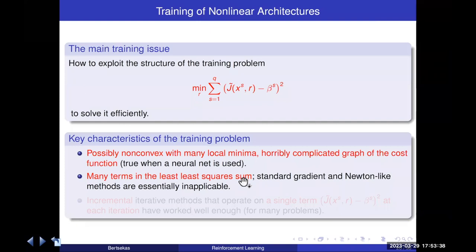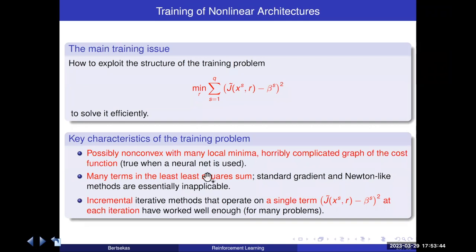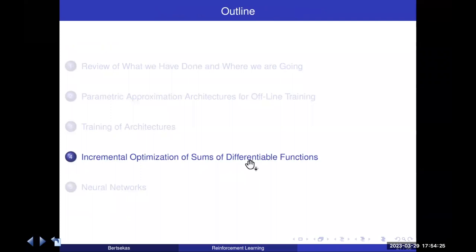So the kind of methods that have worked for neural networks and related training problems are incremental methods that operate on a single term at a time at every iteration. They have worked well enough for many problems, and they are used universally. So the idea is, instead of dealing with all these terms in the sum simultaneously, you deal with them one at a time, and this involves less computation. But how on earth would such a method work? Well, it turns out that there's interesting theory around methods like that, and we're going to discuss them now: incremental optimization of large sums of differentiable functions.